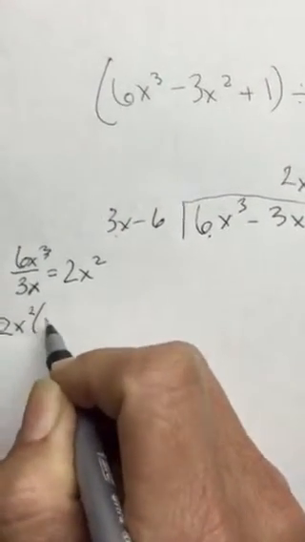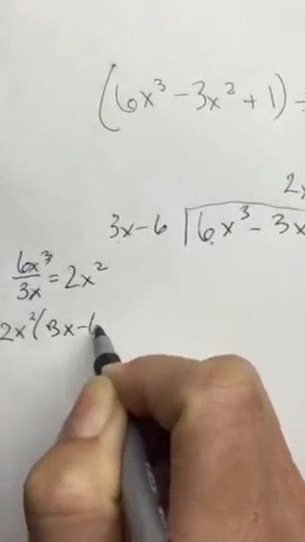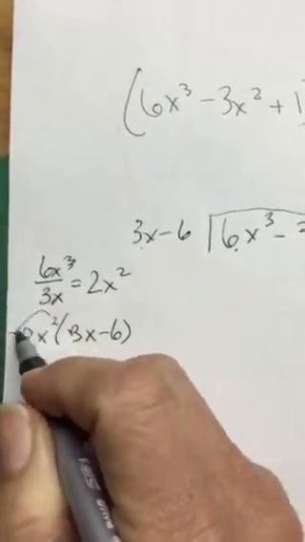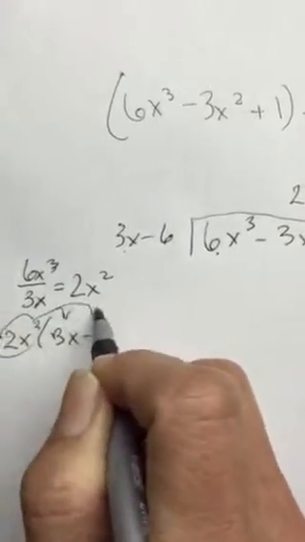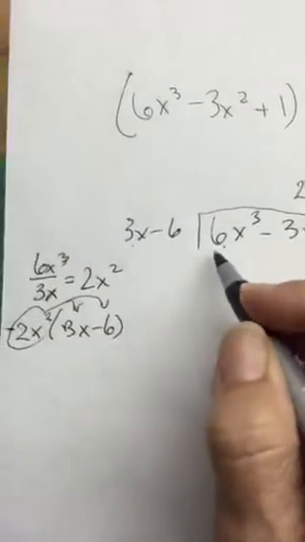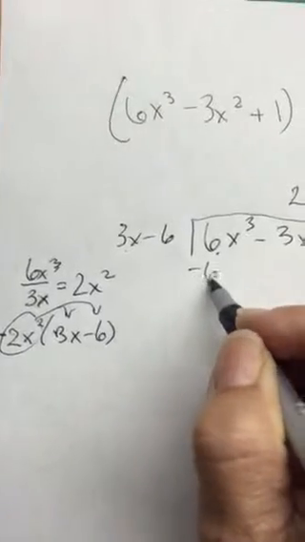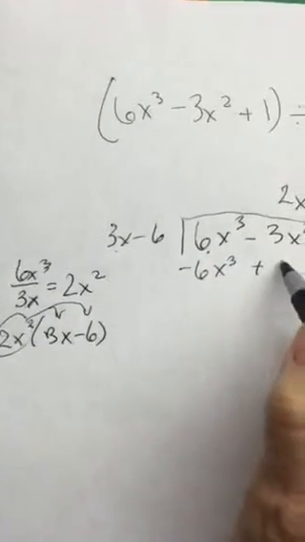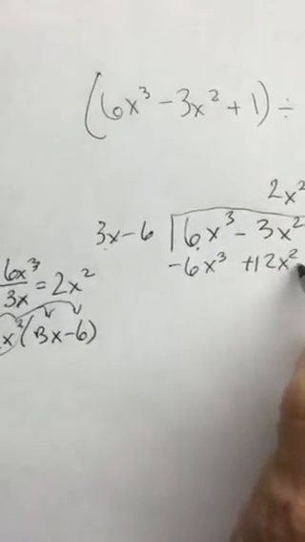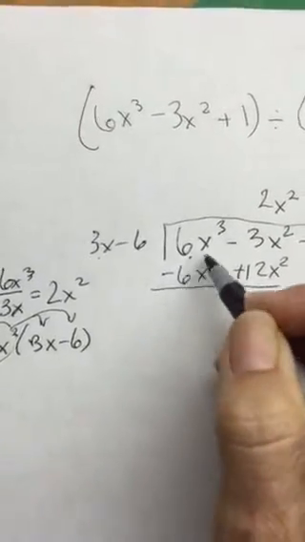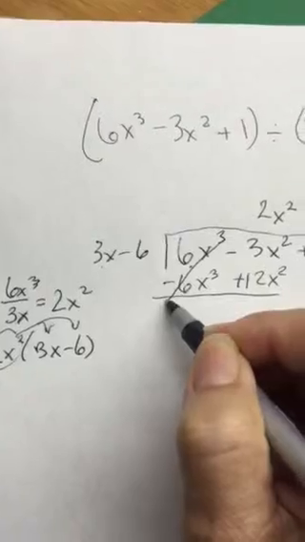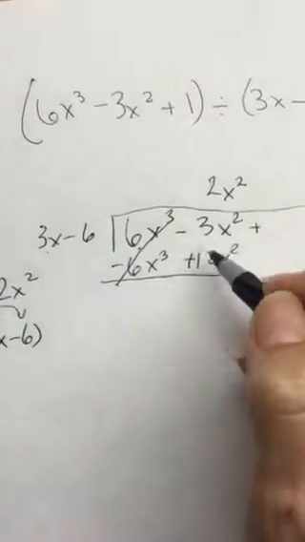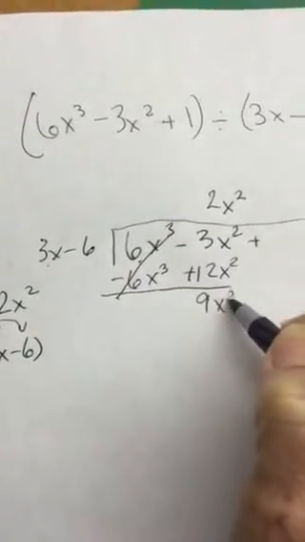So 2x squared times 3x minus 6. But I'm going to make it a minus because I want to subtract. So I'm going to distribute this through here, and then it's going to line up under here for my subtraction. So it'll be negative 6x cubed and then plus 12x squared. Now I'm going to remember that if this doesn't cancel out, become 0, I did it wrong. So this is 12 minus 3, which is 9x squared.